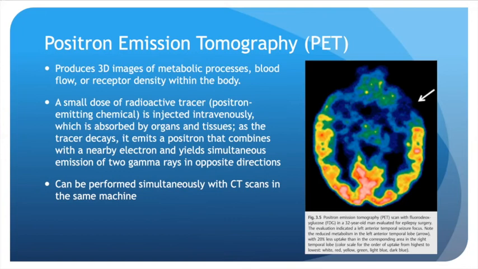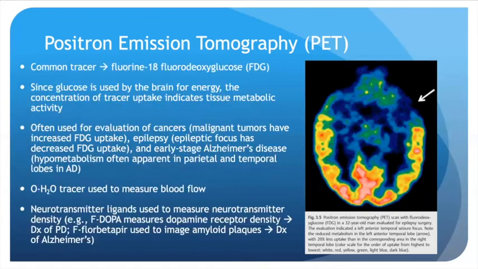The patient is placed in a ring-shaped PET scanner with a camera that detects the pairs of gamma rays that were emitted by the tracer and locates their origin with high spatial precision. And the computer converts the emission into a 3D image. And a PET scan can be performed simultaneously with a CT scan in the same machine. So that's one positive aspect of it.